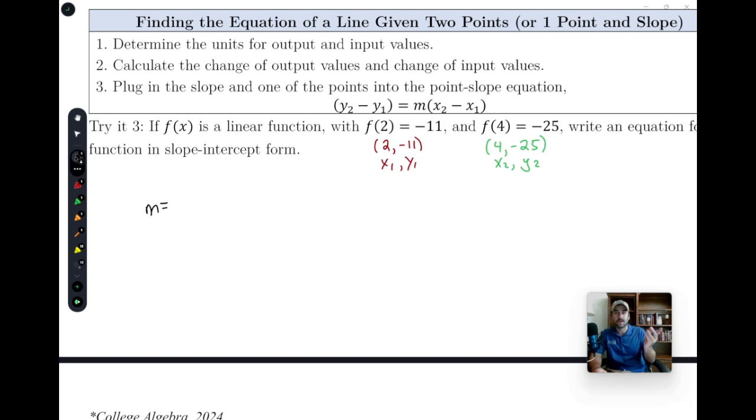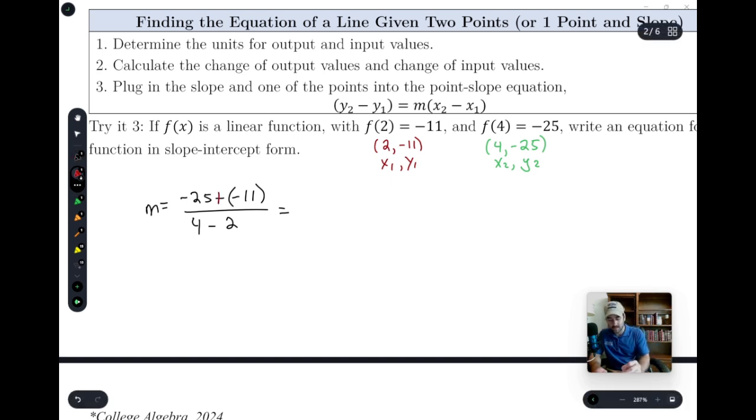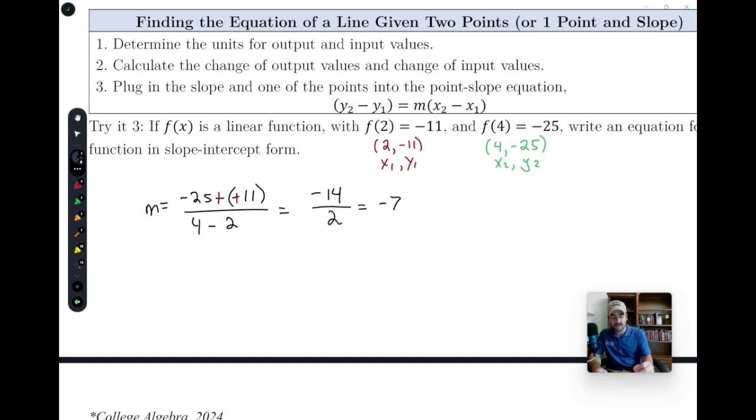M equals, remember, y2 minus y1 over x2 minus x1. So we're going to do -25 minus -11. Be really careful with those negative signs. And 4 minus 2. Bottom's a little easier. And so -25 minus -11. If you can do it off to the side, that's okay. We're going to end up adding them. You know how a negative and a negative make a positive. We're going to end up with -14 over 2, which is -7.